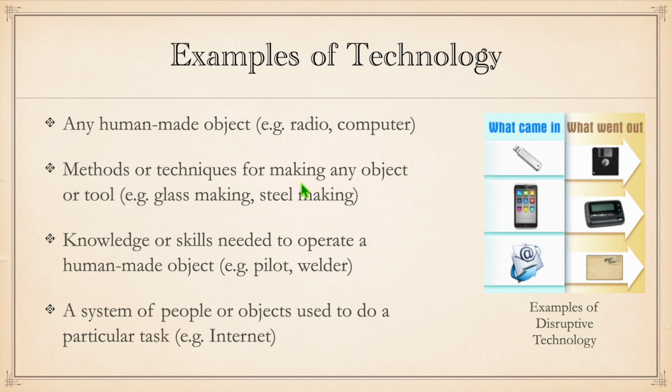Methods or techniques for making any object or tool, like glass making, steel making, etc. Knowledge or skills needed to operate a human made object, like a pilot piloting an aircraft, or a welder. A system of people or objects used to do a particular task. The internet is one example. Also something like the airline industry. The airline industry is also an example.